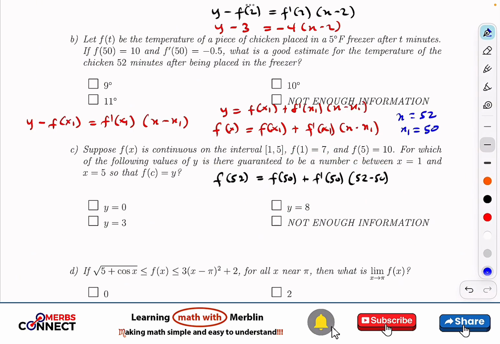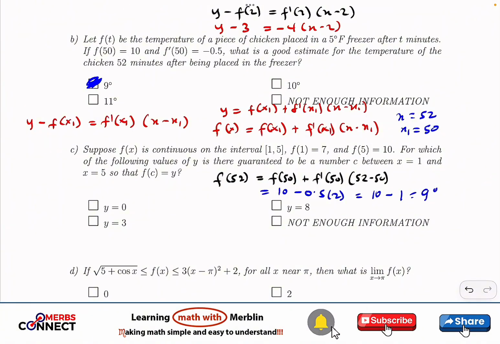Now right after forming this equation, we know that f of 50 is given to us as 10, and f prime of 50 is given to us as minus 0.5, and when I subtract 50 from 52, I'm going to have 2. So now let's try and simplify this. This is the same as 10 minus 0.5, which is half, times 2. Half times 2 is going to give us 1, and this is supposed to be giving us 9. Do we have 9? Yes, we have 9 here. So this will be the best option for us to choose.